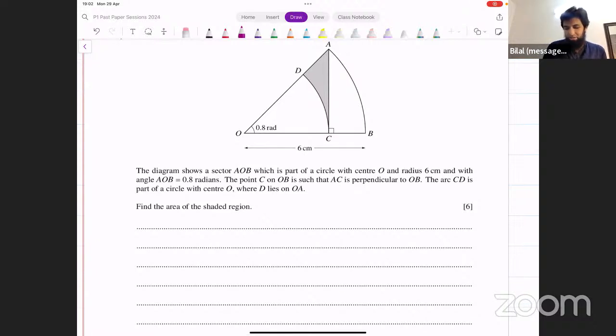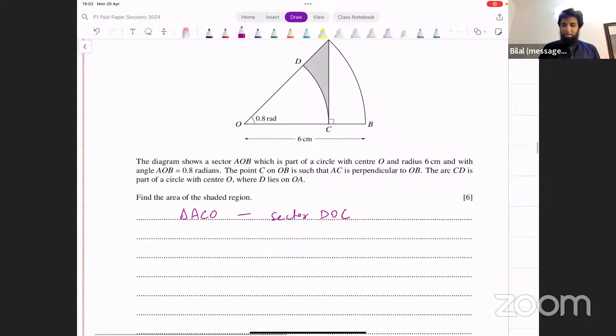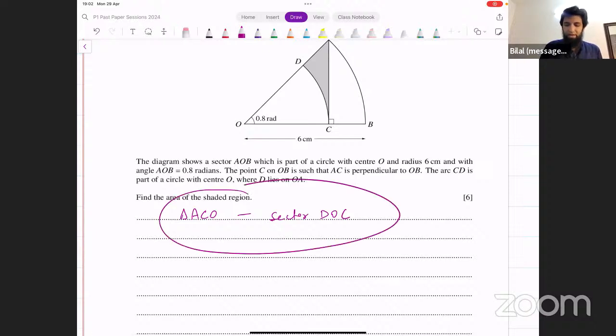Let me start like this. Let's find the area of the triangle ACO. Subtract from that the area of the sector DOC. Now, how can we find these two areas? That's what the question is. How can you find these two areas?